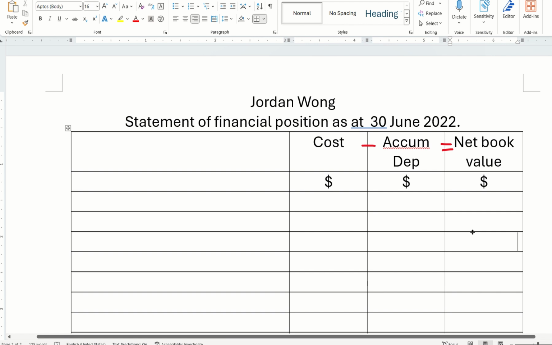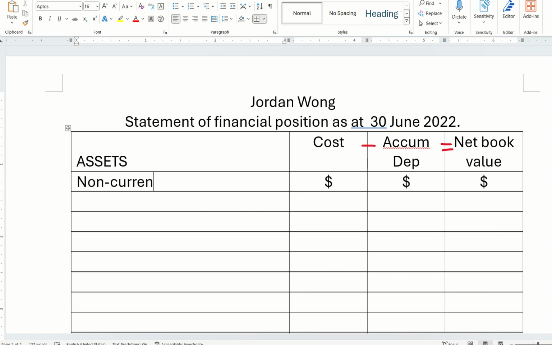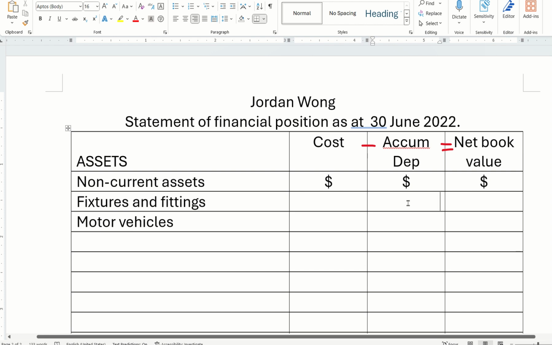And then now we are ready to start our financial position. The first item inside our financial position are our assets. Under assets, the first thing that appears is non-current assets. Now we know that there are 2 non-current assets, fixtures and fittings, as well as motor vehicles. And so we are going to fill in the blanks here. What is the cost, the accumulated depreciation, and then calculate the net book value.